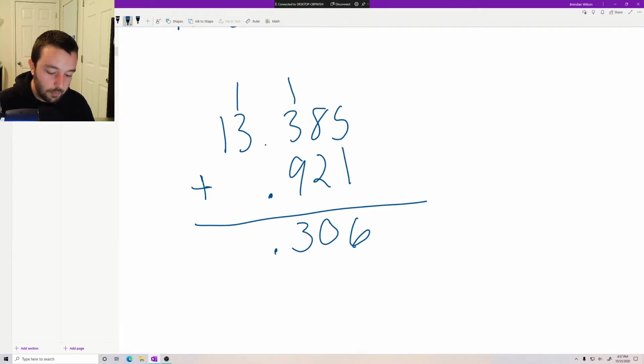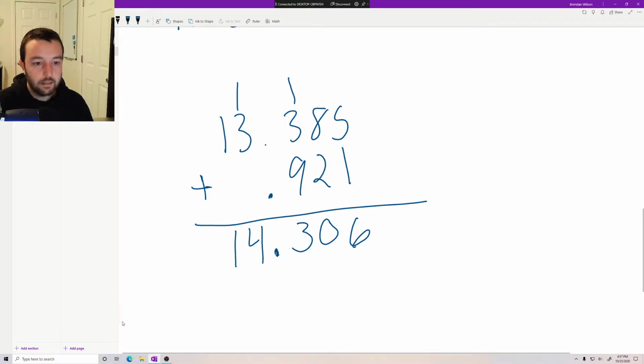And now we drop the decimal place straight down. 1 plus 3 is 4, and then we just have 1 by itself, so that's 14. Okay. So we end up getting 14.306.